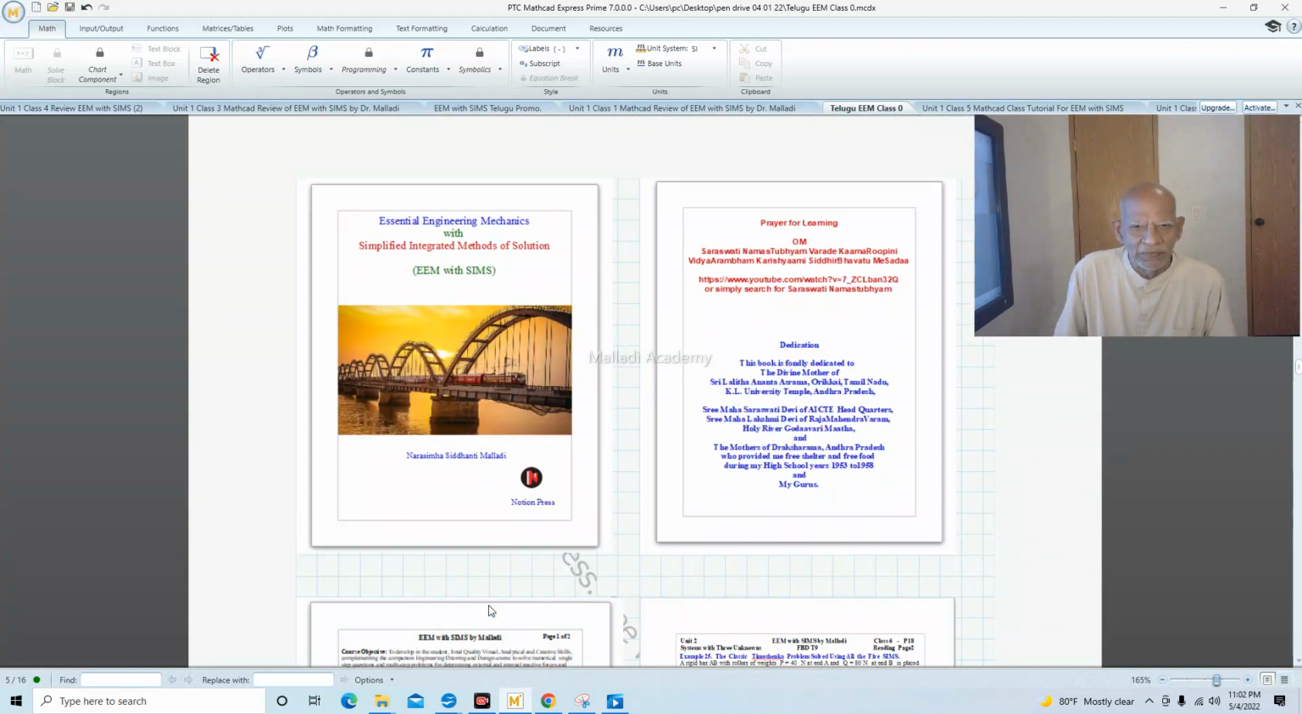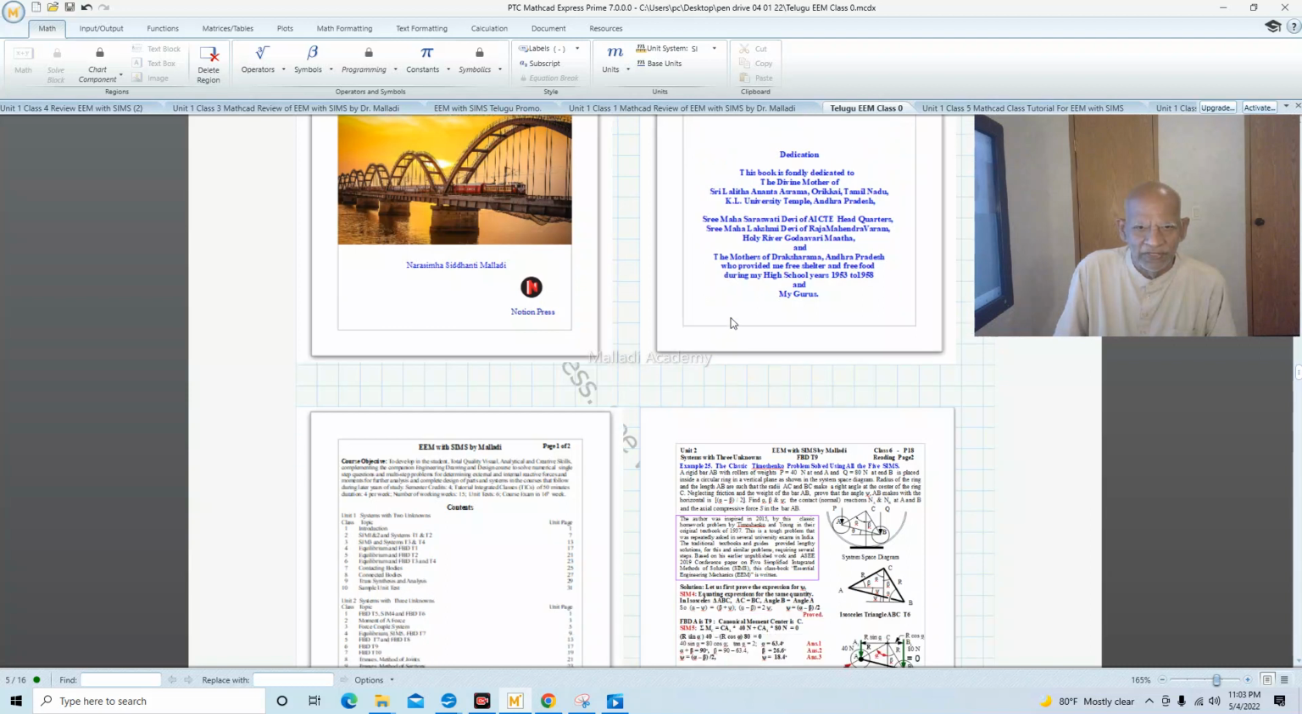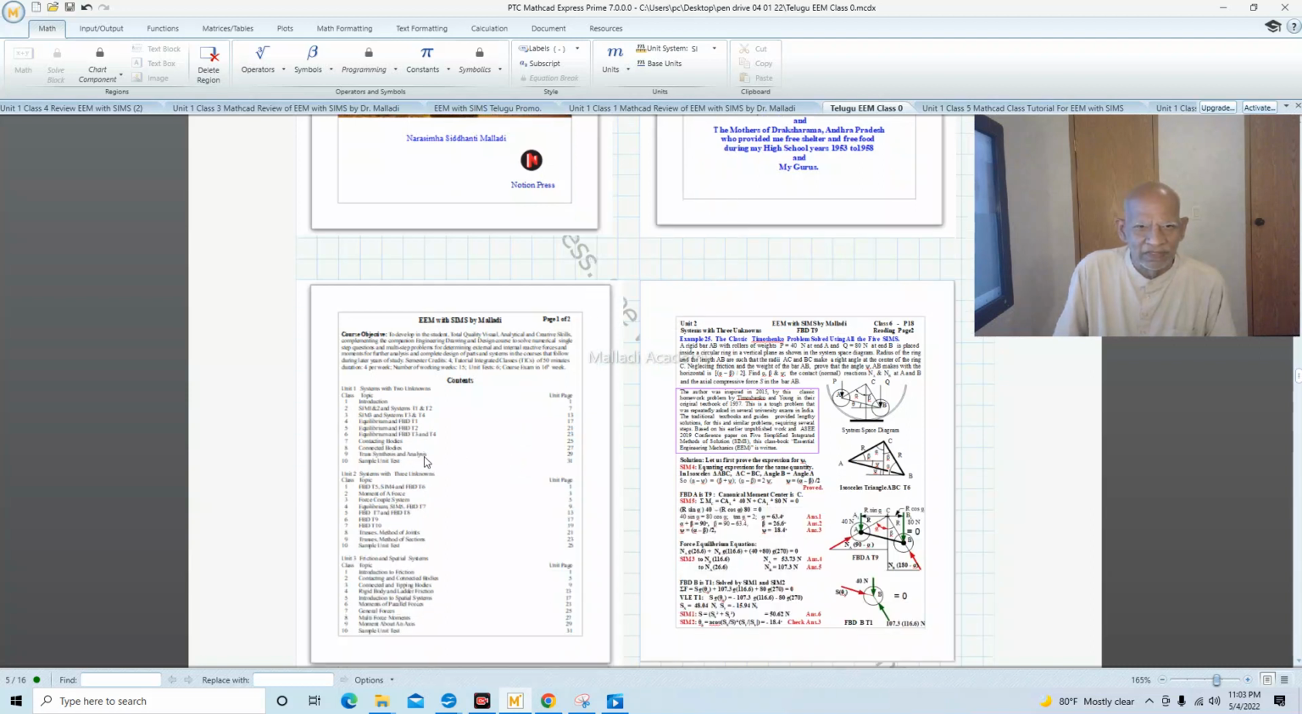The soft copy looks like this cover, and this is a train approaching Rajamahendravaram, my birthplace, in East Godavari district, Andhra Pradesh. This is known as Godavari, about 2.7 kilometers. And this is a dedication page, and this is contents. There are 60 lessons, and there are 10 lessons or classes in each unit, 6 units.